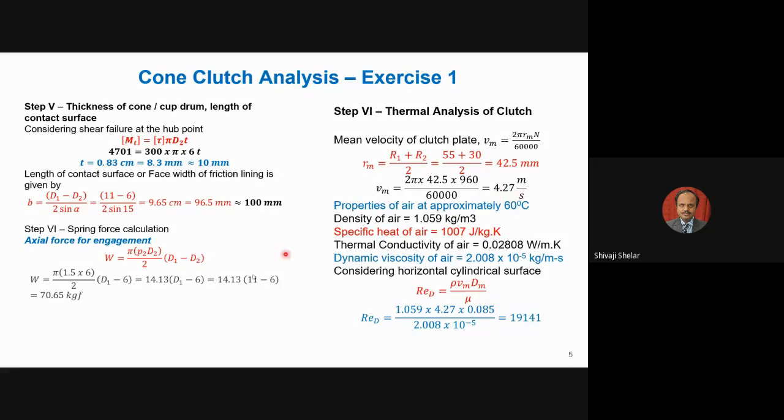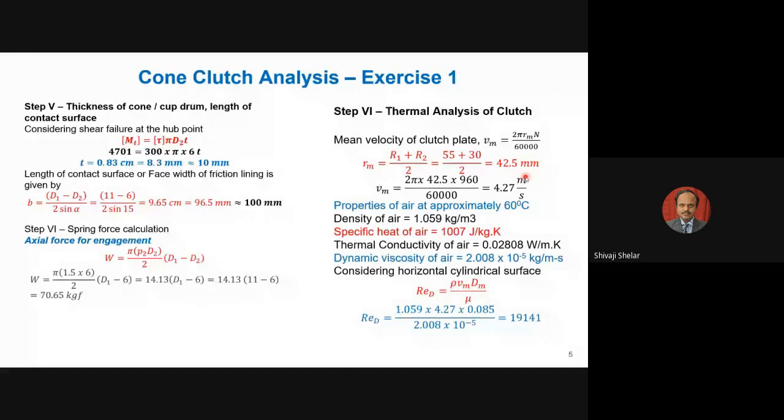Now the air surrounding this plate is moving with that velocity. So this is an approximation, where I am assuming the velocity of air surrounding that cone surface or drum surface is the average velocity, 4.27 meter per second. Now we require the properties of air. At this moment, we don't know the surface temperature, because it is asked in the problem to determine the surface temperature. So solving this problem becomes difficult.